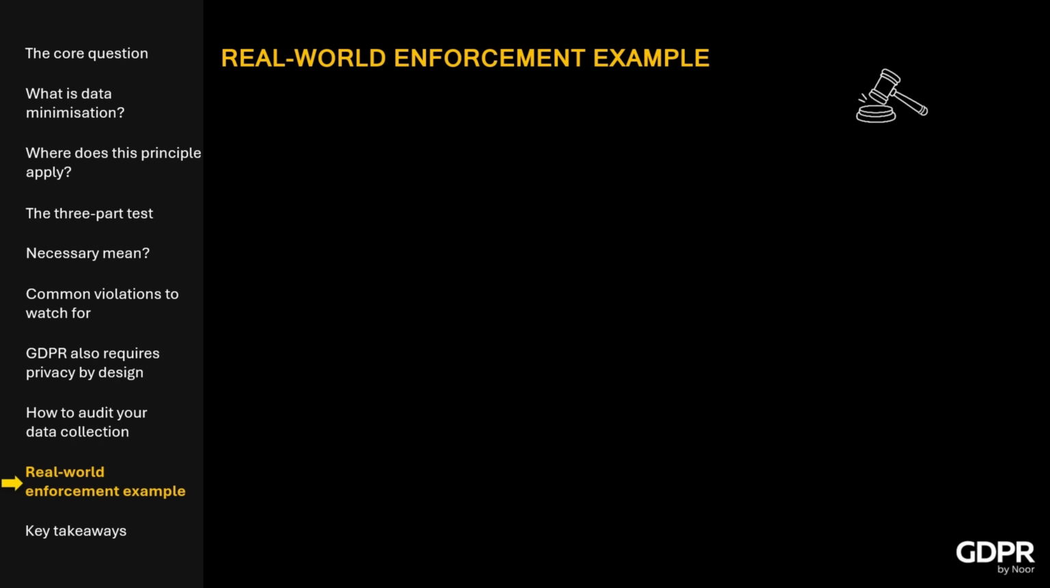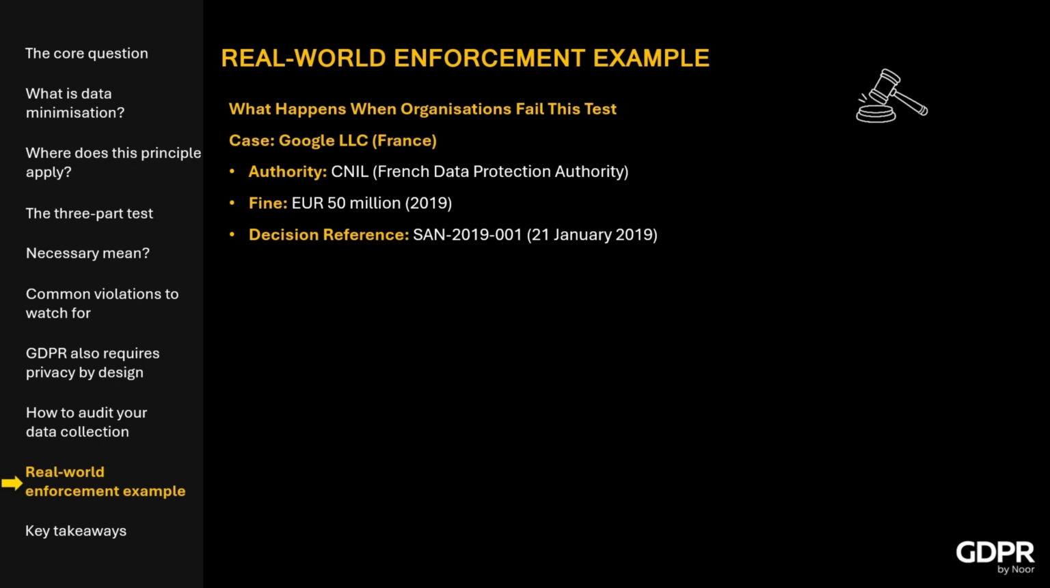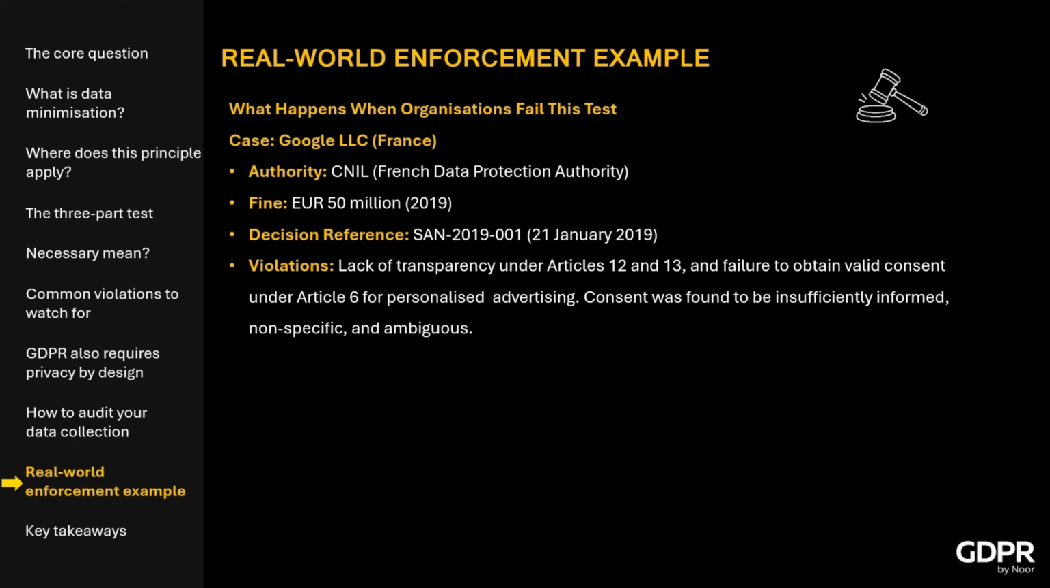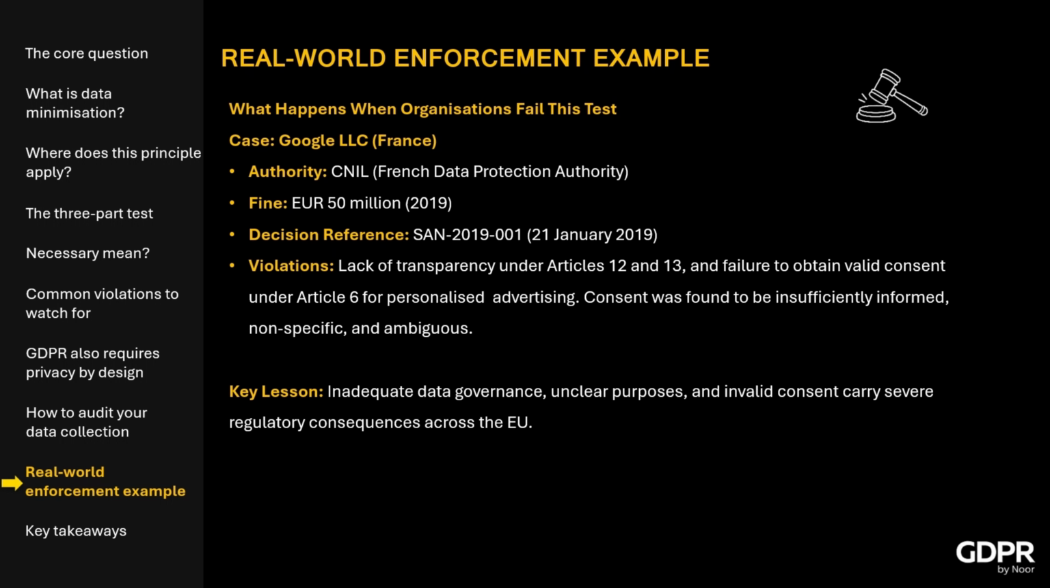Real-world enforcement example. What happens when organizations fail this test? The CNIL fined Google 50 million euros in January 2019. The violation found was a failure to meet transparency obligations under Articles 12 and 13 and failure to obtain valid consent under Article 6. Consent was found to be insufficiently informed, non-specific, and ambiguous. The case confirms that inadequate data governance, unclear processing purposes, and invalid consent carry severe regulatory consequences.